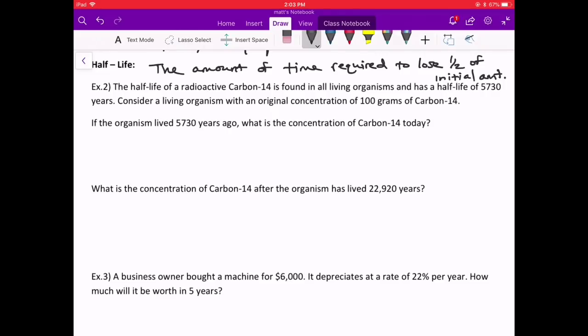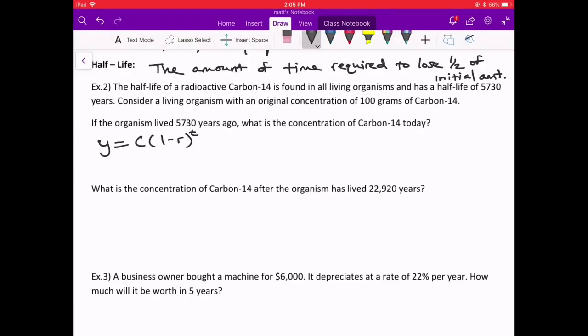All right? So we're going to keep this idea of losing half in mind. So let's see if we could work through our information. Keeping in mind that we're still doing some sort of decay because we're losing half. All right, so that's still going to be a y equals C times 1 minus R to the T power.